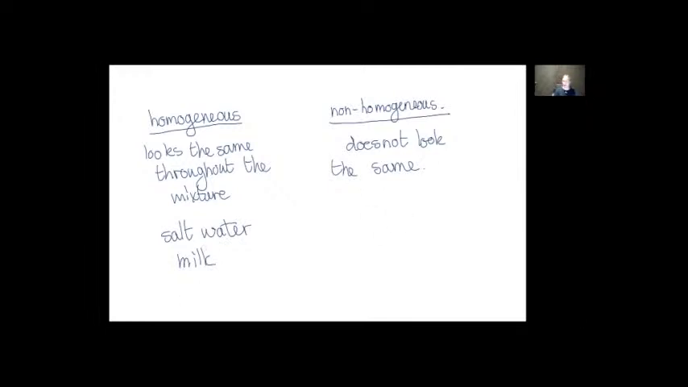Examples of non-homogeneous mixtures would be something like muddy water, where you add some kind of soil to water. Eventually it would just separate out. This could also be salad dressing. This could be marbles in a bathtub, just with some water. You can physically see the difference between the substances.